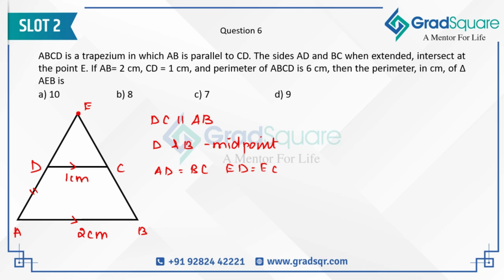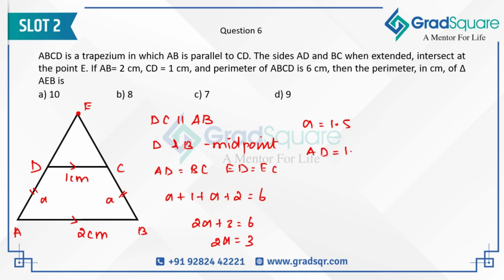Now I am going to take the two equal sides of the trapezium as a. And the perimeter of the trapezium is given as 6 centimeter. Perimeter is nothing but the sum of the sides. So a plus 1 plus a plus 2 should give me 6. That is 2a plus 3 should give me 6. 2a should be equal to 3. That means a is equal to 1.5. That means AD is equal to 1.5. Therefore, ED will also be 1.5 and similarly EC will also be 1.5.